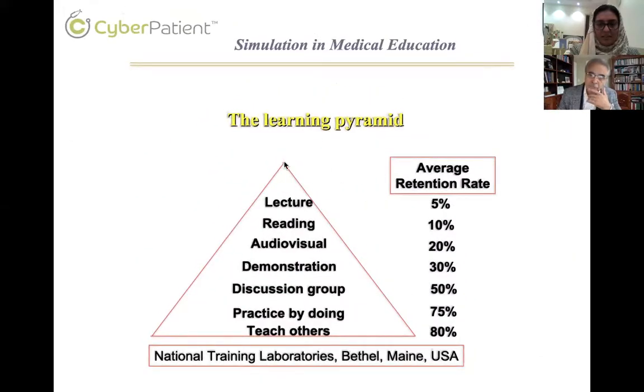If you look at the research behind these different methods of education, knowledge retention after 3 months for a lecture is only 5%. If you're reading a book, it's 10%. If you add audiovisuals, 20%. Demonstration is 30%. Practice by doing is 75%, and teaching others is 80%. So the apprenticeship model of see one, do one, teach one is perhaps the best model in medical education.